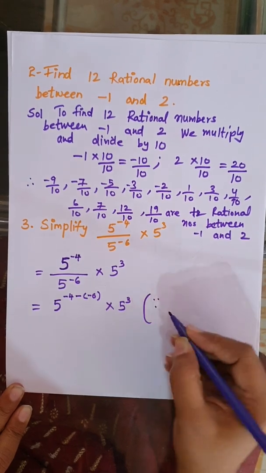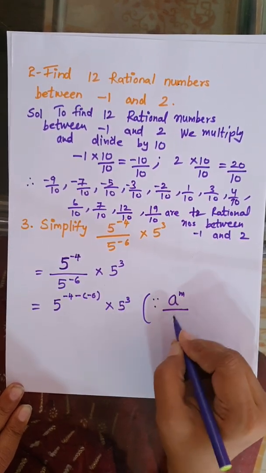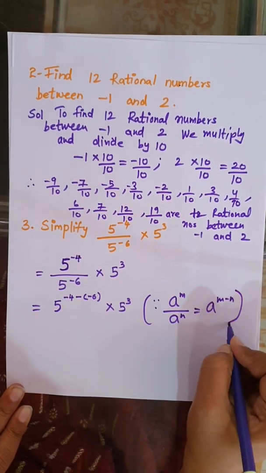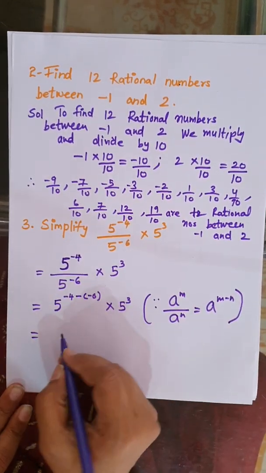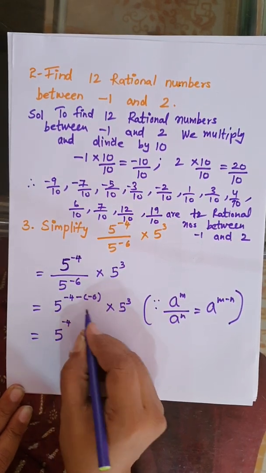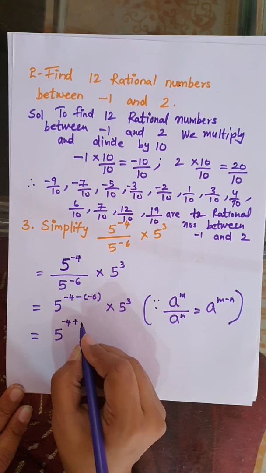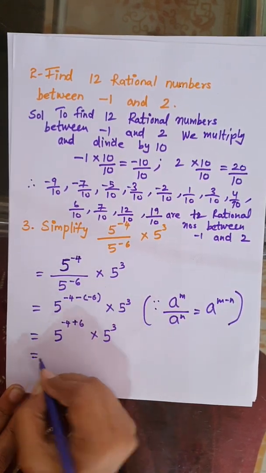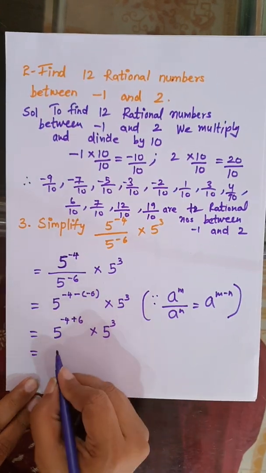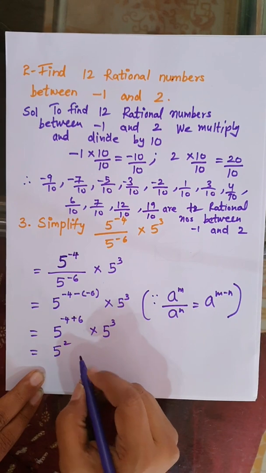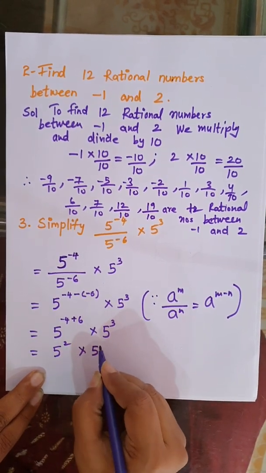Here which law we have applied? A to the power of m by a to the power of n is equal to a to the power of m minus n. Okay. So this one will become 5 to the power of minus 4, minus into minus, plus 6 into 5 to the power of 3. So this will become, one is plus, one is minus, subtract and put bigger number sign. So 5 to the power of 2 into 5 to the power of 3.